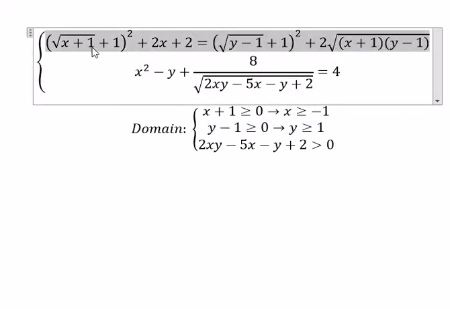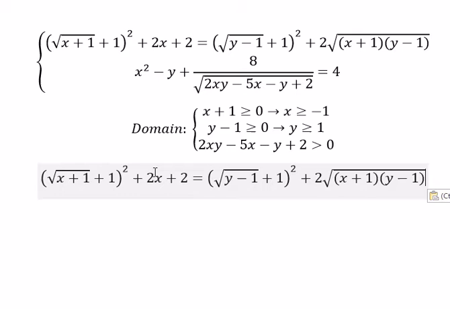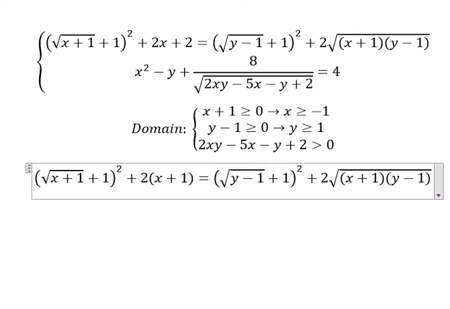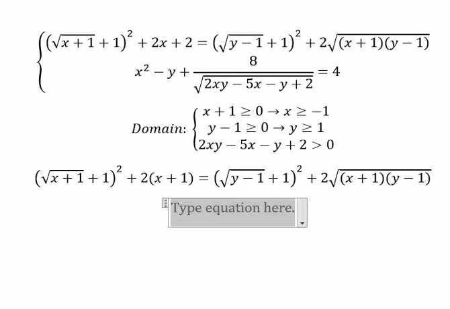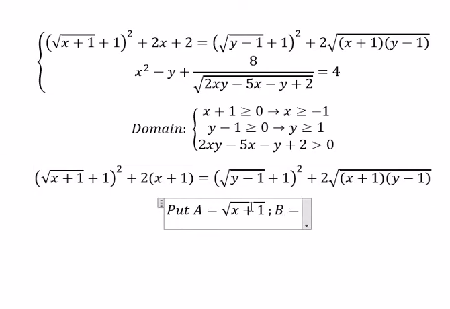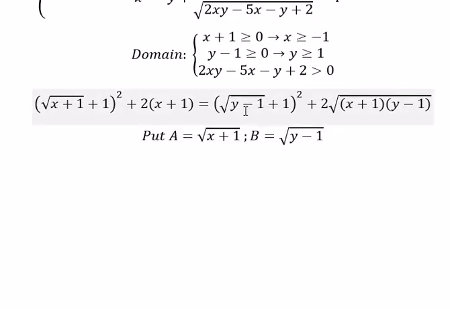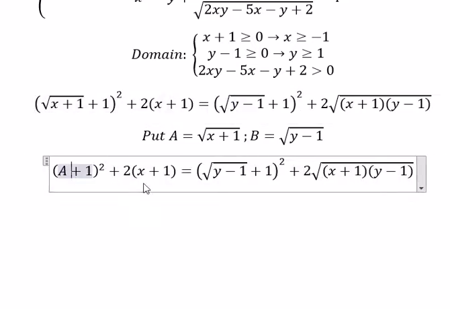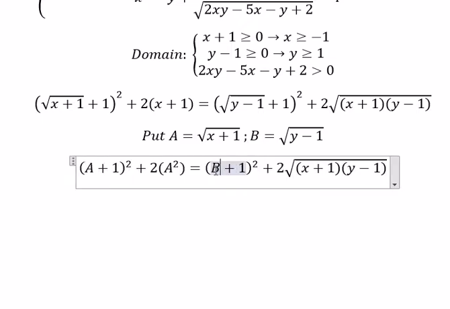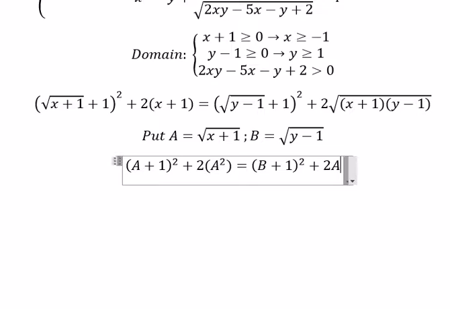So let's go to the first equation. As you can see, we have 2x plus 2. We can write it as 2x plus 1. So we need to put capital A for the square root of x plus 1, and capital B equals the square root of y minus 1. So we get the new one. This one is a, this one should be a squared, this one should be b, and this one should be a plus b.